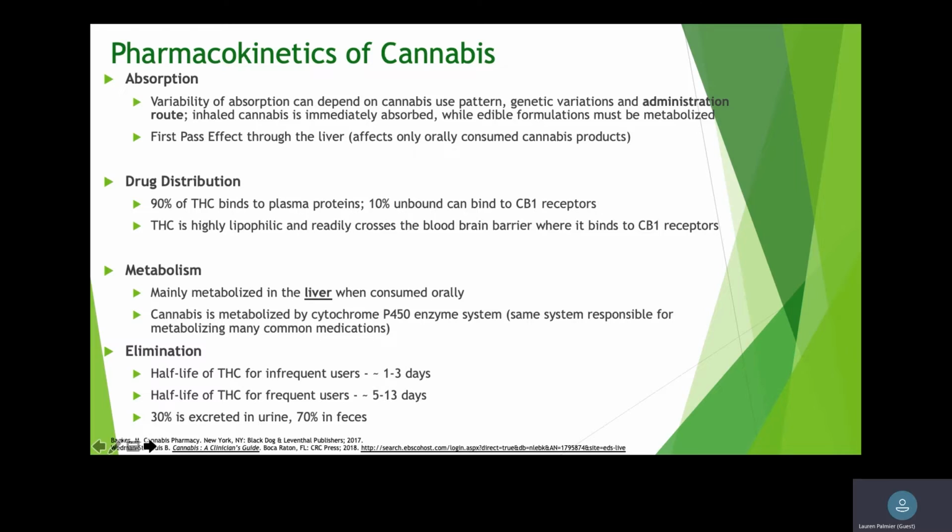As far as elimination goes, the half-life of THC for an infrequent user is about 1 to 3 days. For frequent users, it increases to about 5 to 13 days. It's excreted about 30% in the urine and 70% in the feces.